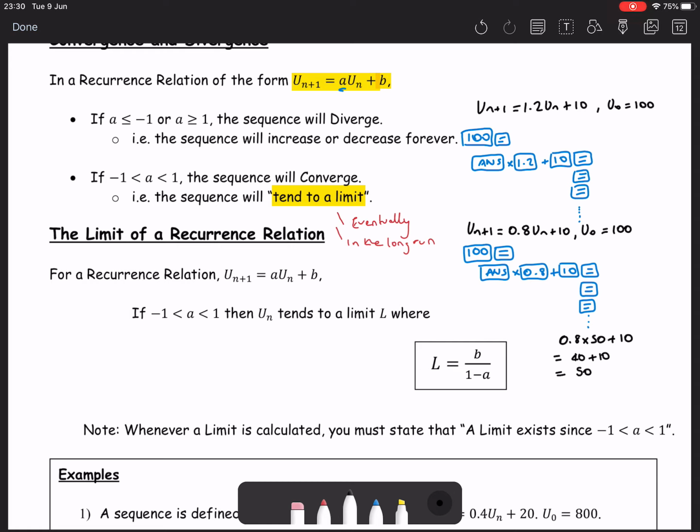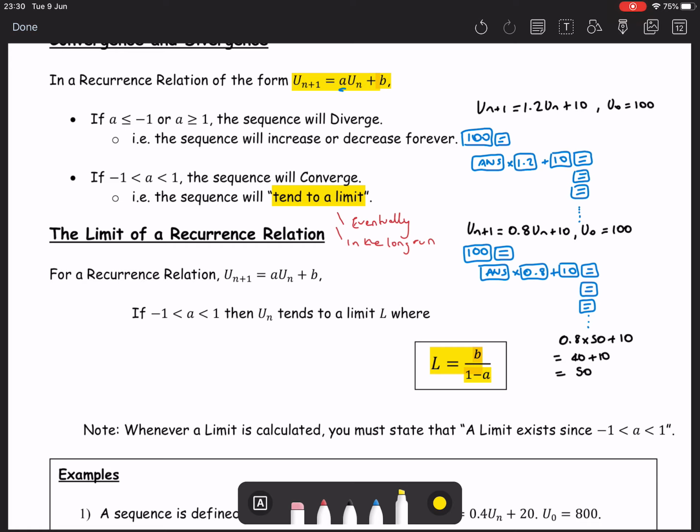Okay, looking at the actual limit side of things, we have a very short formula to be able to work it out, involving the a and b value. To work out your limit, you take your b value and divide it by 1 minus a, and that gets your limit very, very quickly.